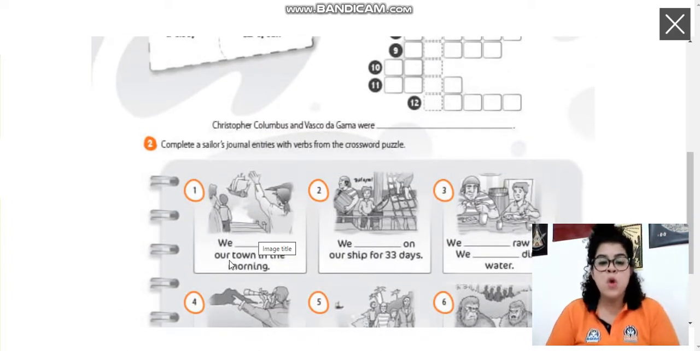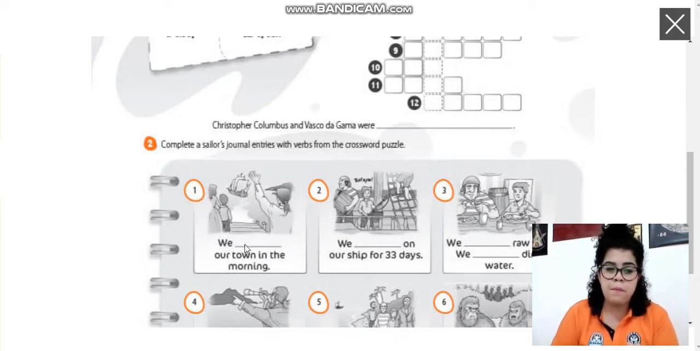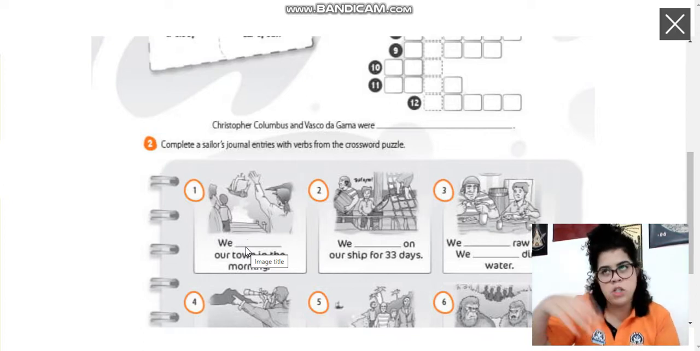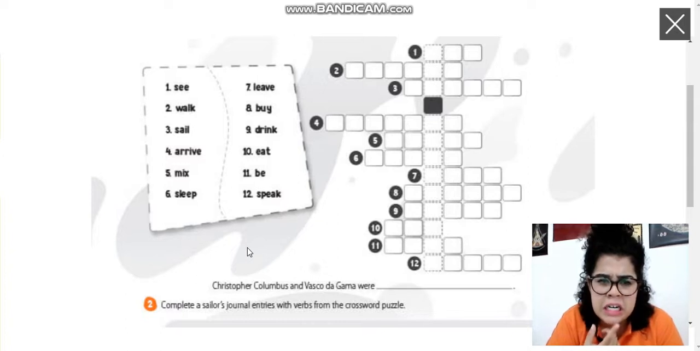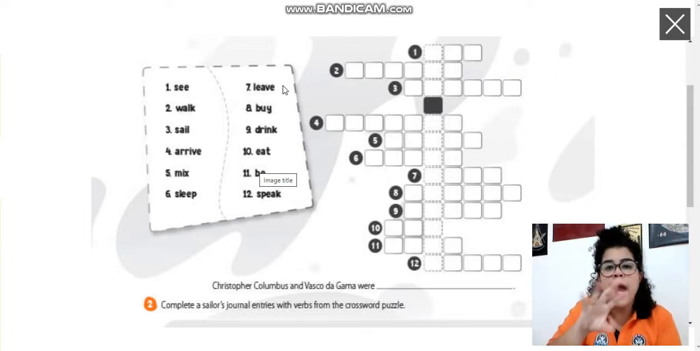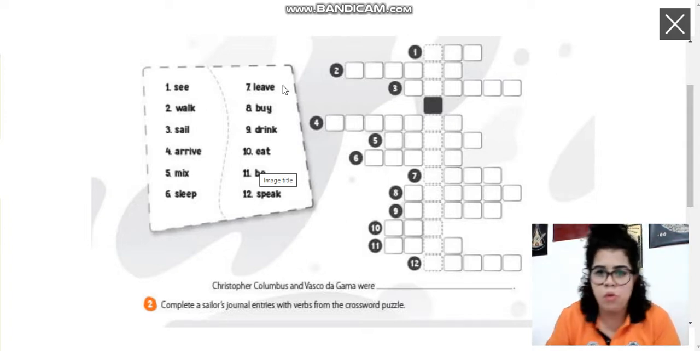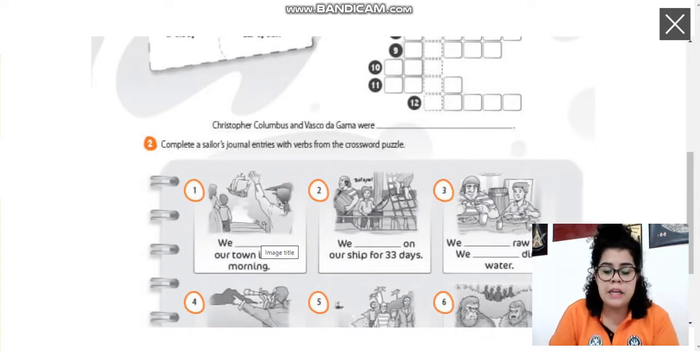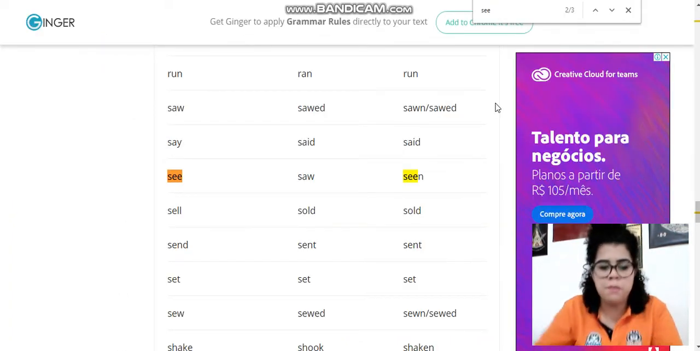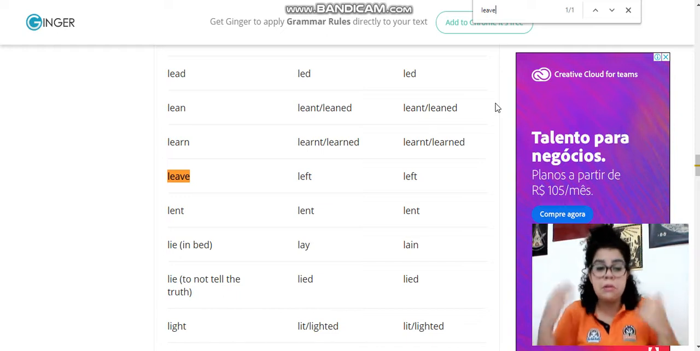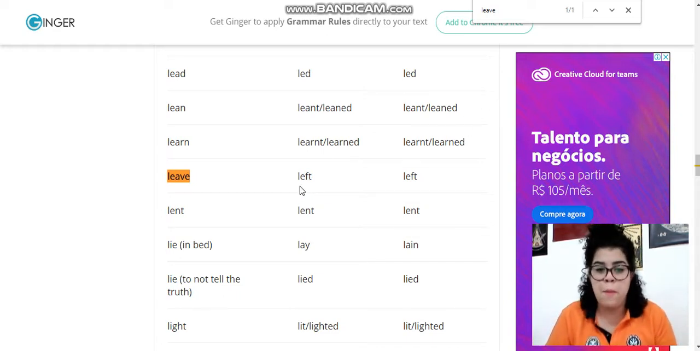So for example, we are down in the morning. We have a picture of some people saying goodbye to a boat, okay? So let's pay attention. Which verb do we use here? Yes, verb leave. Leave means go away. Partir, leave, okay? So you're going to put it in the simple past. What's the simple past of leave? It's an irregular verb, so you can take a look in an irregular verbs list. So leave, simple past, left, okay? So you are going to put it here.